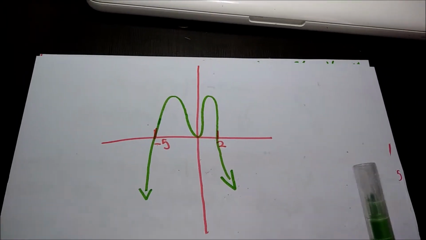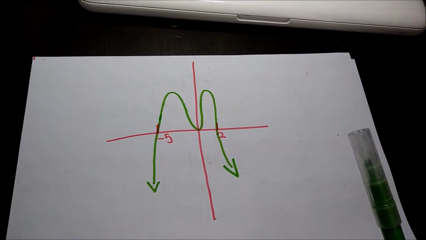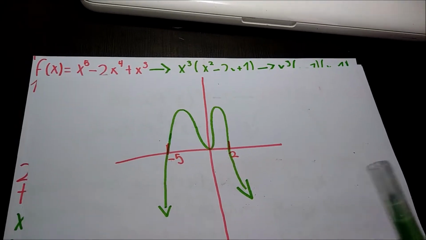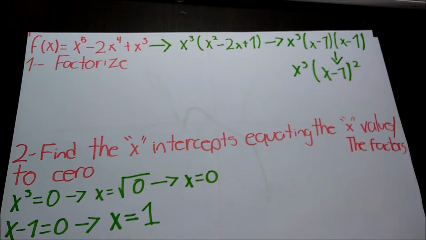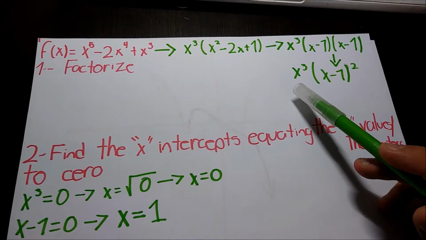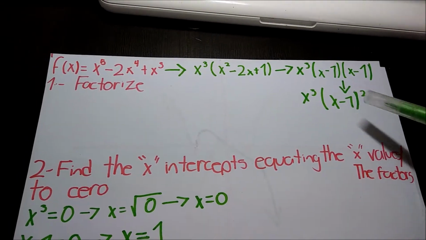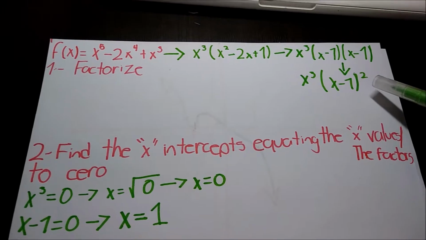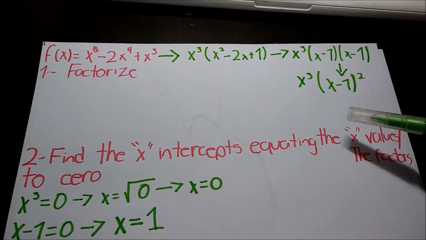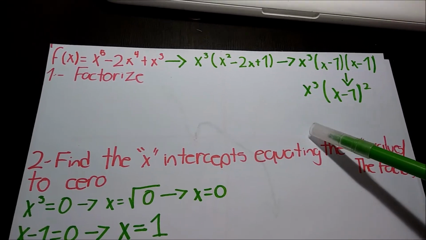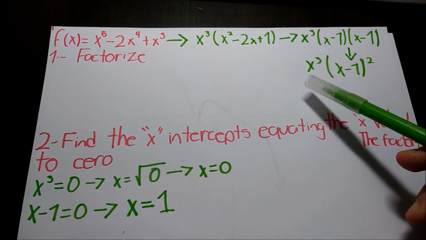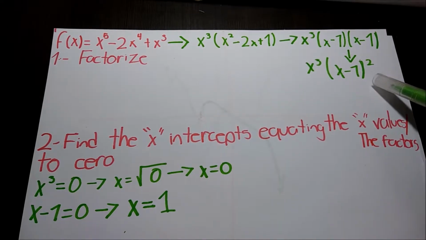Another example, with an odd degree as the leading term and a positive leading coefficient. First, we must factorize, as I said. It will give you cubic x times x minus 1 squared, or you can leave it like cubic x times x minus 1 times x minus 1, but the leading term will be the same. But it would be more effective if we wrote it like this.